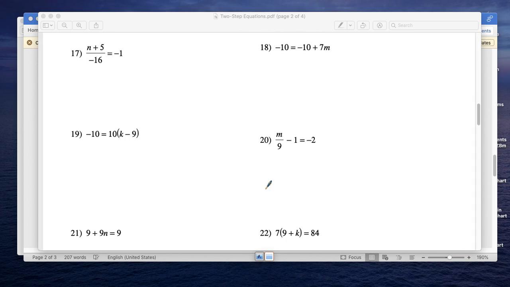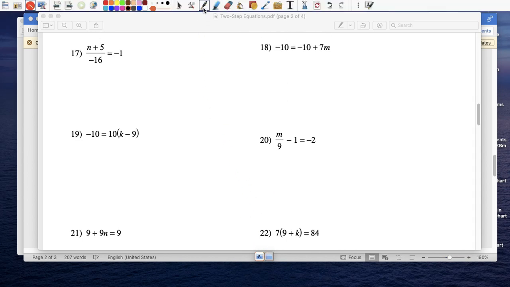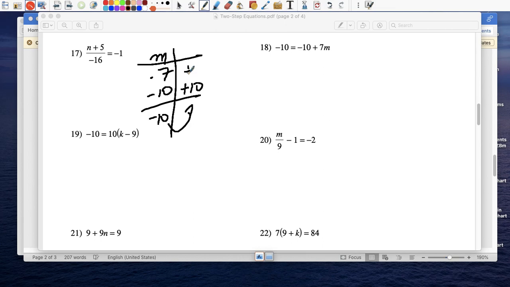18. By now it's being very repetitive, right? So variable is m, it's being multiplied by 7, you subtract 10, and then somehow it gives me negative 10. Inverse operation number 1 is plus 10, and the second one is divide by 7. Okay.